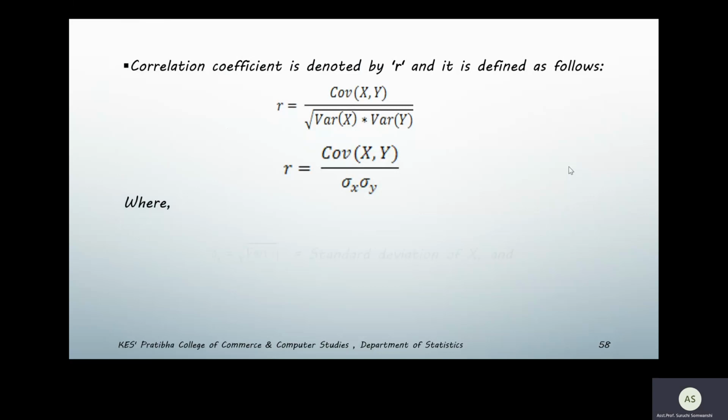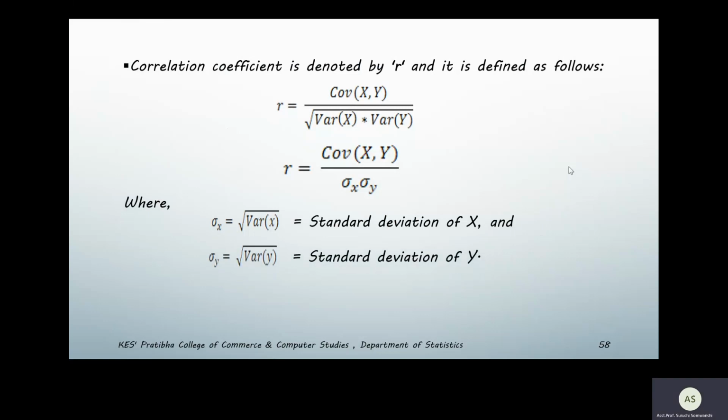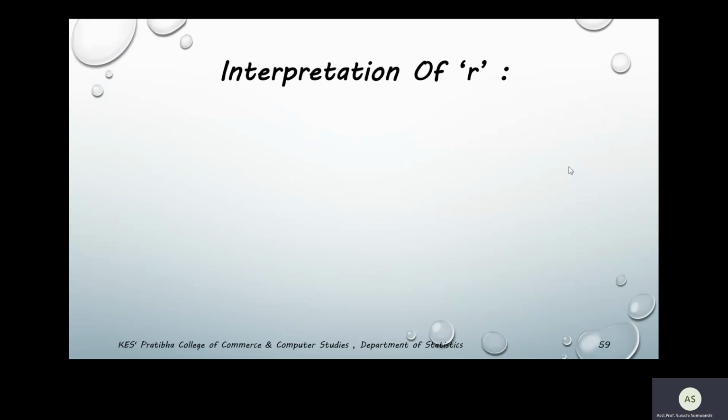Here sigma x is the square root of the variance of x, which is the standard deviation of x, and sigma y is equal to the square root of the variance of y, which is the standard deviation of y. So this is the formula we use to calculate the correlation coefficient, derived by Karl Pearson. How are we going to interpret the value of R, the correlation coefficient?